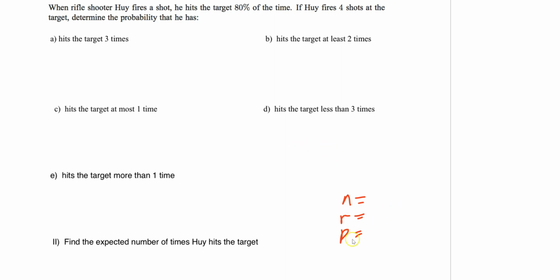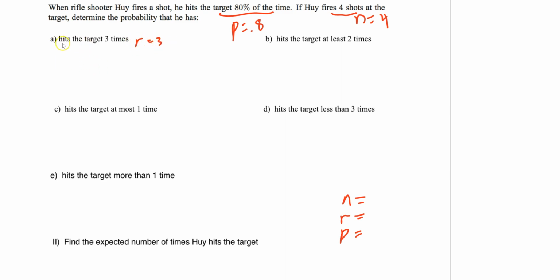Now, this one's probably not going to change. P and n are probably not going to change based on what we're doing. Right? So he hits the target 80% of the time. That's your probability. 80% of the time he hits it. He takes 4 shots total. So that's your n. Only taking 4 shots. And the problem we're doing here, hits the target 3 times. That's our r. R is 3.